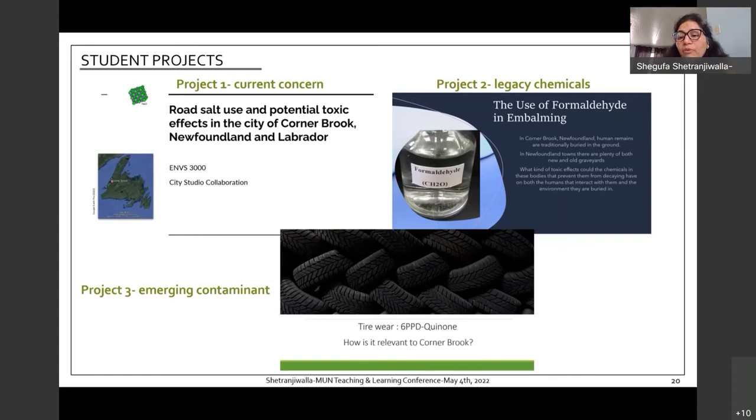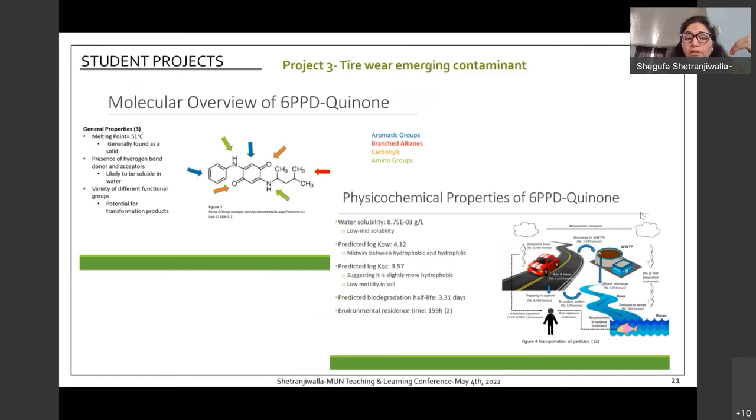quinone. And how relevant is that in the current scenario of the topography of Corner Brook, and how does it translate and run off into our waters here, and the impacts on, say, coho salmon, et cetera, which is of great economic importance to Corner Brook. And so here is the project where I looked at the tire wear contaminant and its molecular properties.